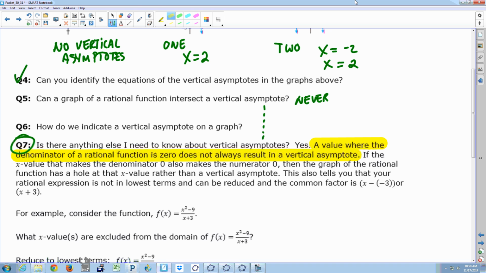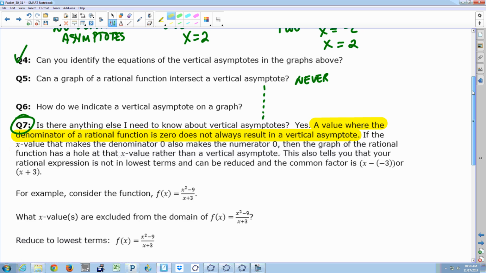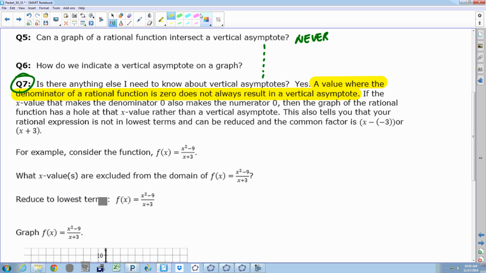All right, so something special is going to happen. There could be a value that makes your denominator 0, but it's not going to be a vertical asymptote. Then what the heck is going on? Continue, Tom. The x value that makes the denominator 0 also. Okay, stop there. It makes the denominator 0 and the numerator 0.